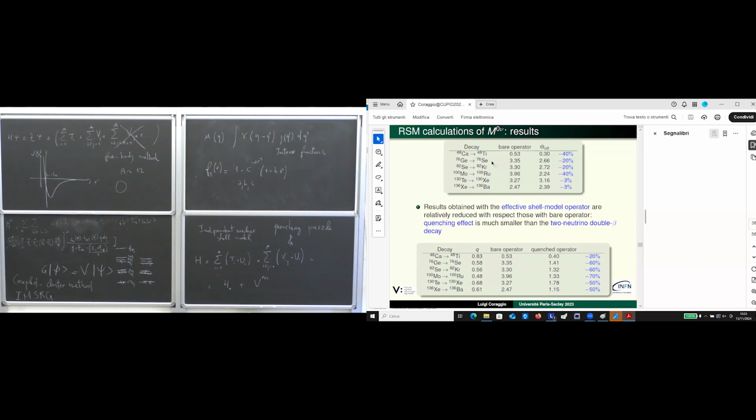Okay, I think I could stop here, if you have any questions. Sorry that I showed you so many slides in the end, but it was only to give you the feeling that doing things properly with microscopic models, you can calculate reliable nuclear matrix elements, getting rid of an important effect that is this quenching of gA.